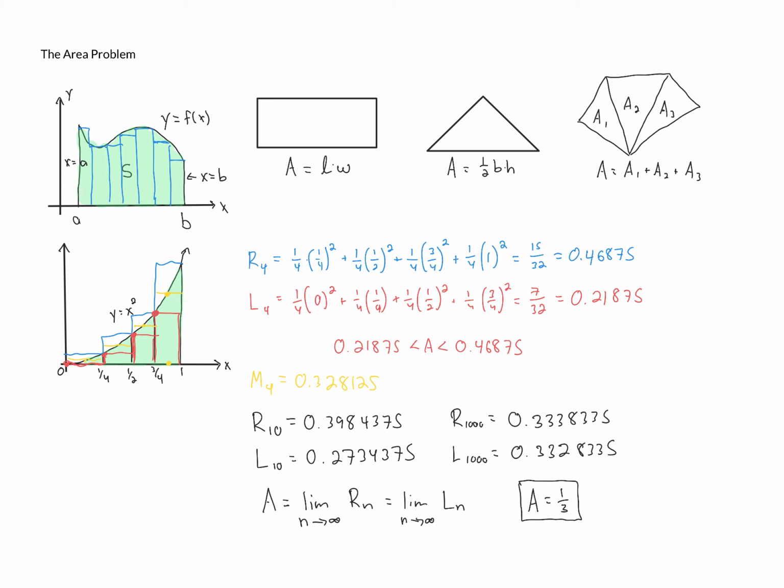And that is how we figure out the areas. We can define it as a limit of the sums of these areas of approximating rectangles as the number of rectangles goes to infinity.